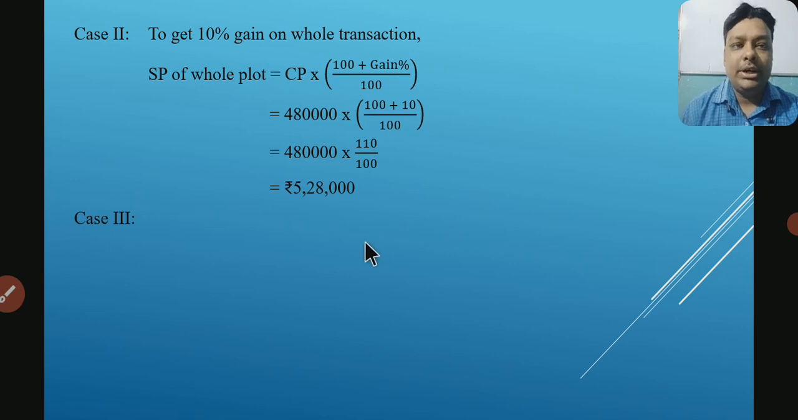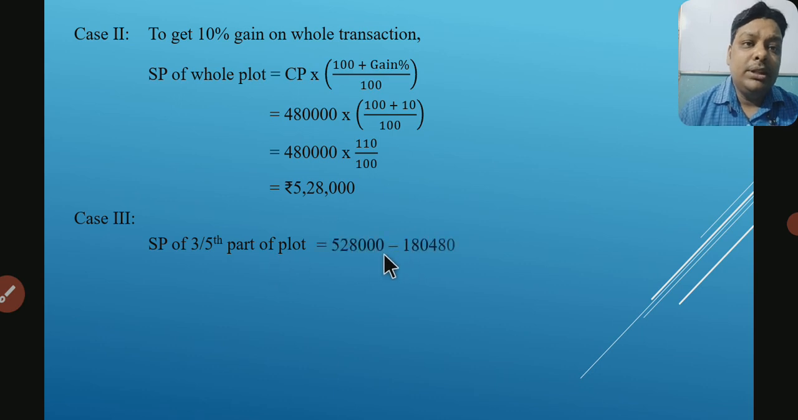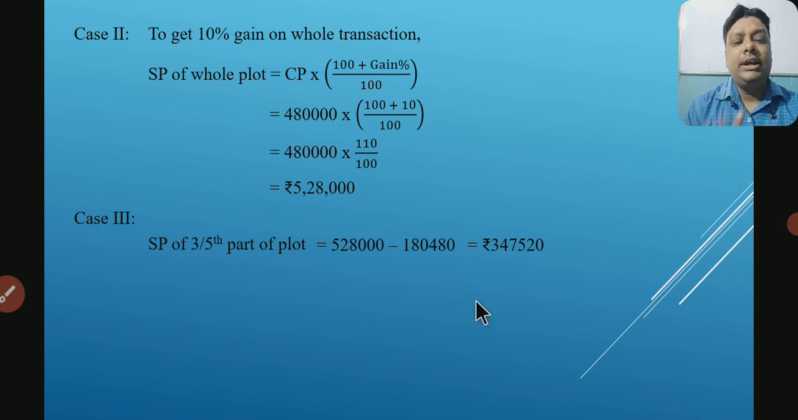So now case 3: what will be the SP of 3/5 part of the plot? The SP of 3/5 part of the plot will be the SP of the whole plot which he wants, minus the SP of the part that he has already sold, 1,80,480. It means if he sells the rest part for rupees 3,47,520, then he can recover it. So now we have got the SP of 3/5 part of the plot. He has already decided that he will sell the rest 3/5 part of the plot for this amount. Then he will get the 10% gain on the whole transaction.